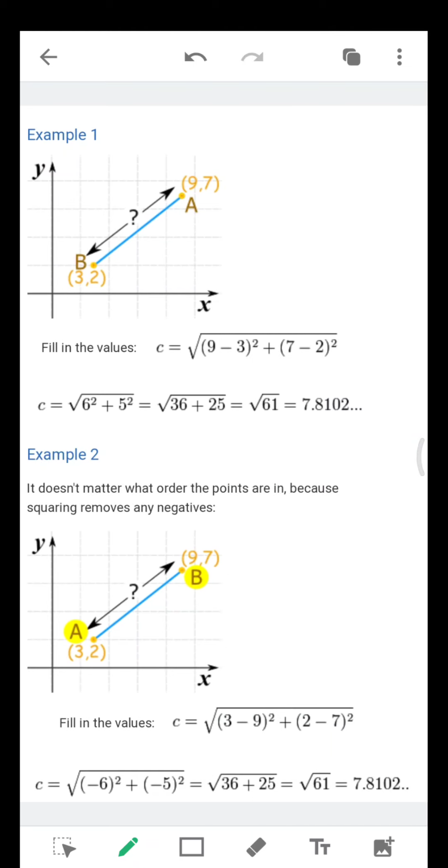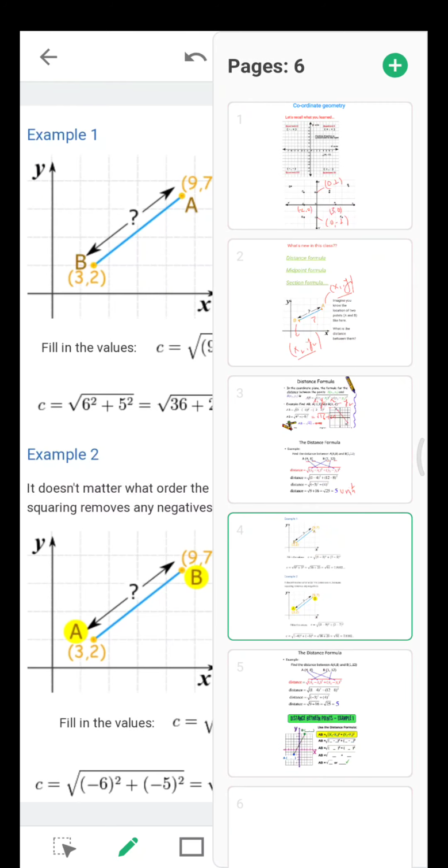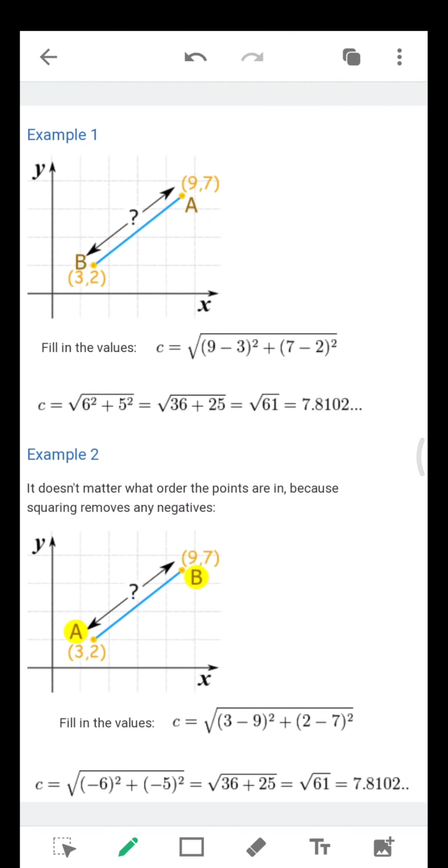You can name it as distance or you can name it as c. Okay, this formula is derived from Pythagorean theorem. Okay, so Pythagorean theorem is used to derive the distance formula. So here you can see some more examples of distance.